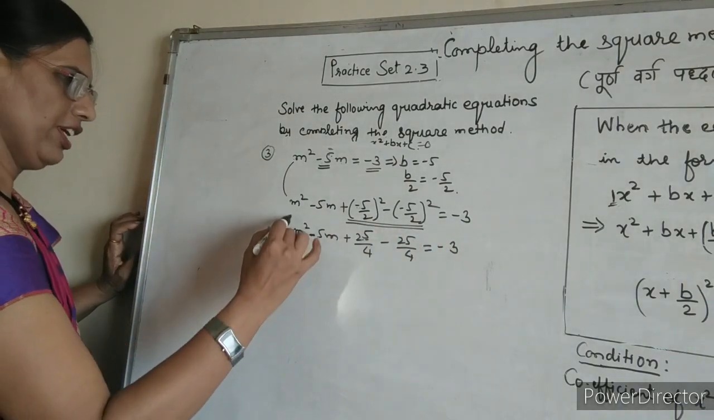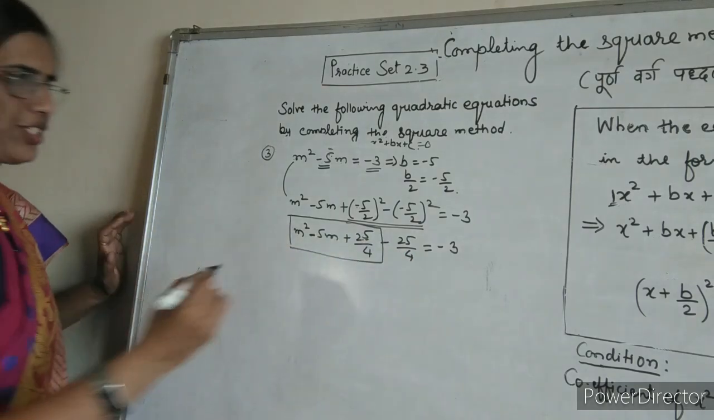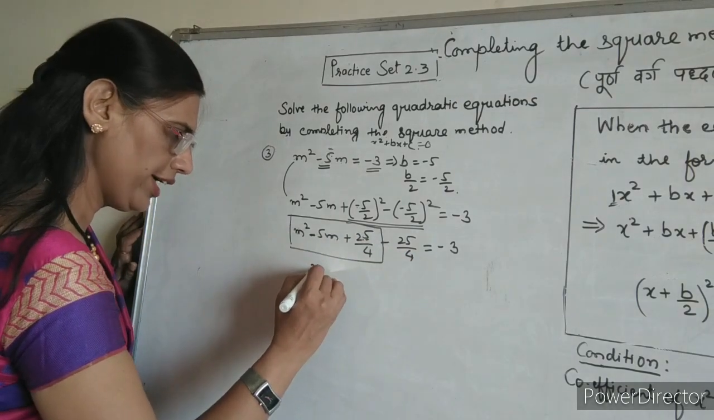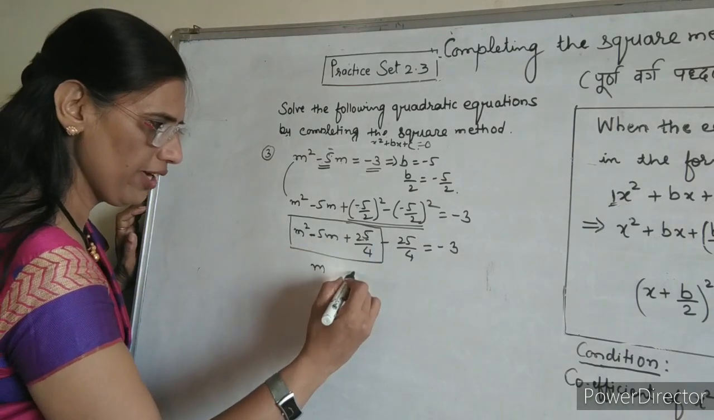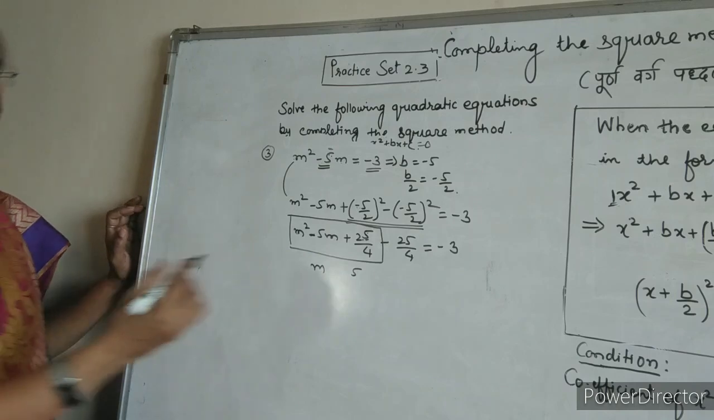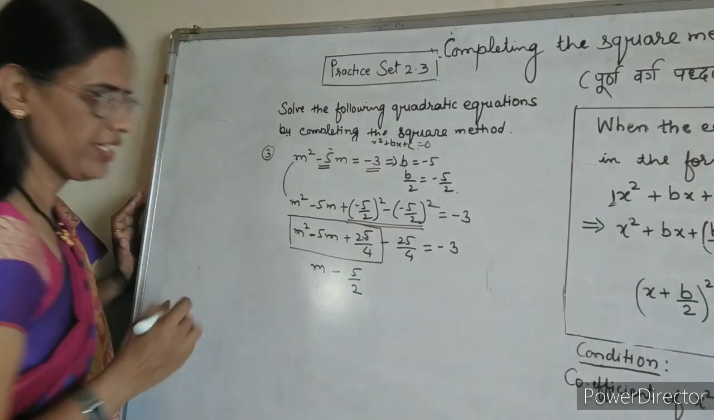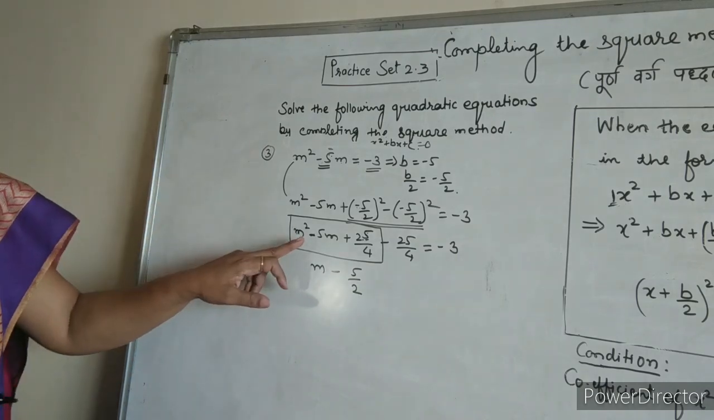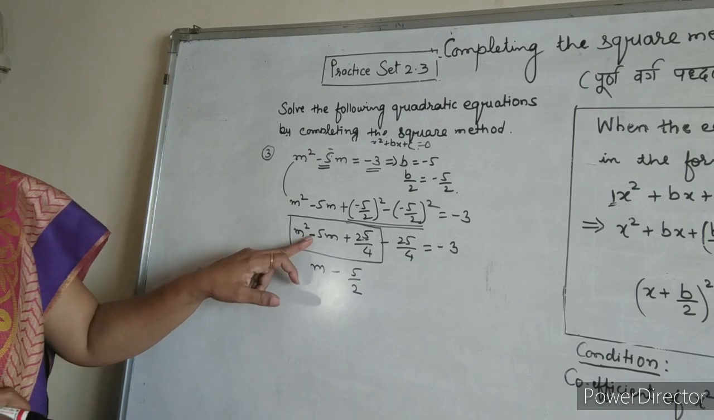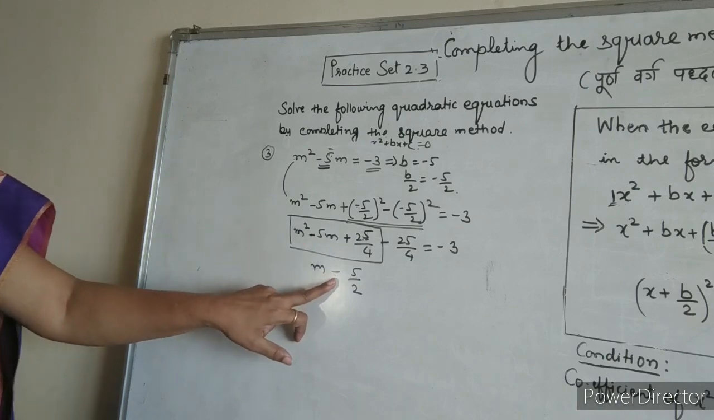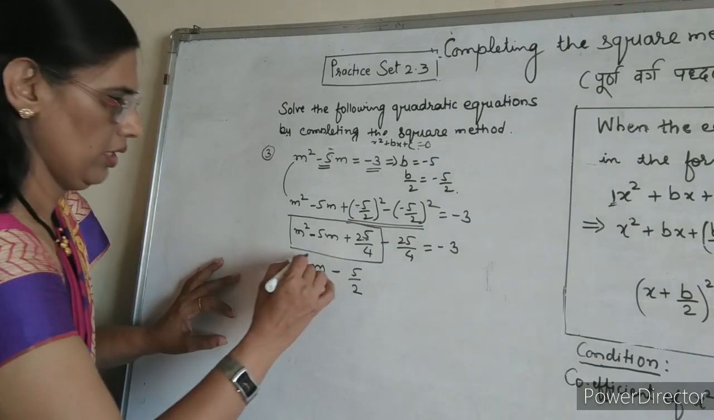Now again we get 5 terms, and as usual the first 3 terms are perfect squares: m square is the square of m, 25 is the square of 5, and 4 is the square of 2, and the middle term is minus. In the previous example this term was plus, but in this third example the middle term is minus, and therefore here we are giving minus.